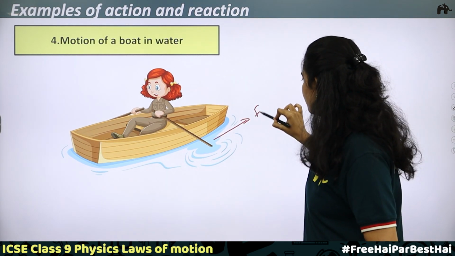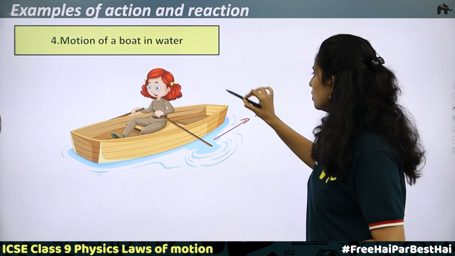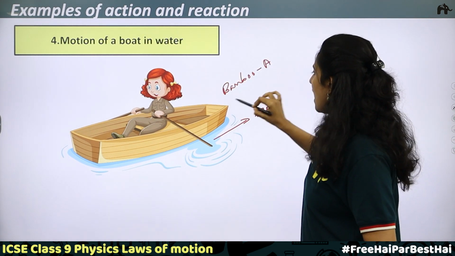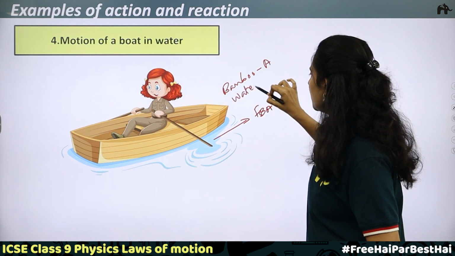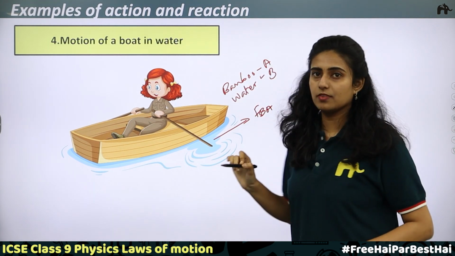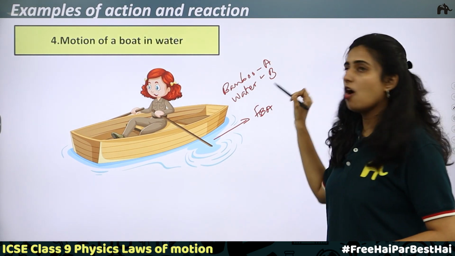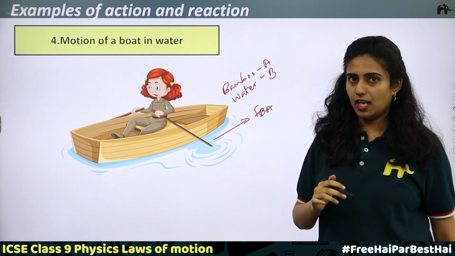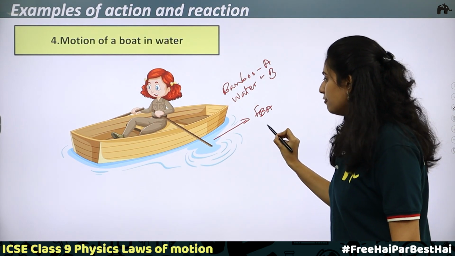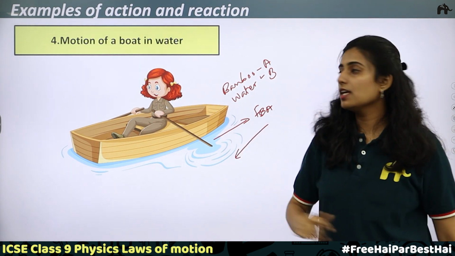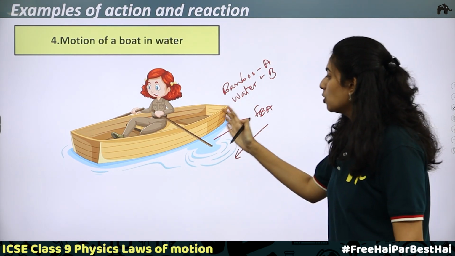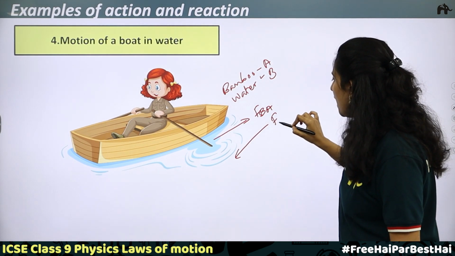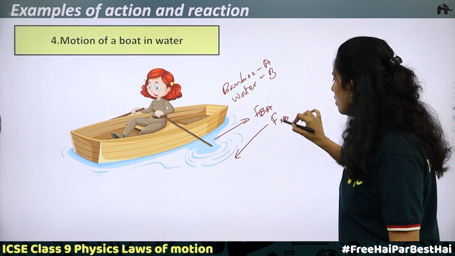This force is FBA. So here bamboo is the object A and water is the object B. So with the bamboo on the water, force is applied in the backward direction. So that is FBA. So water will be applying a force on the bamboo and hence the boat in the opposite direction, which helps the boat to move forward. Yes, this is the force applied by object B on object A.